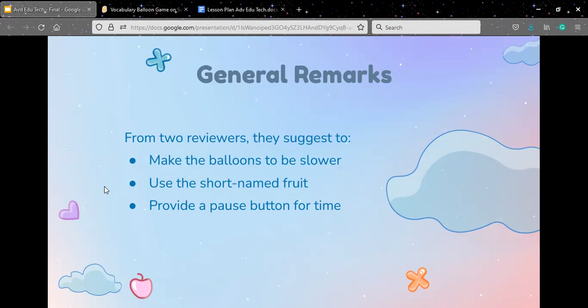And the third, provide a pause button for time. Actually I agreed with this suggestion, but after I asked one participant to try the game, it was useless. The pause button for time is useless because they didn't use this button at all. So I didn't revise my game.